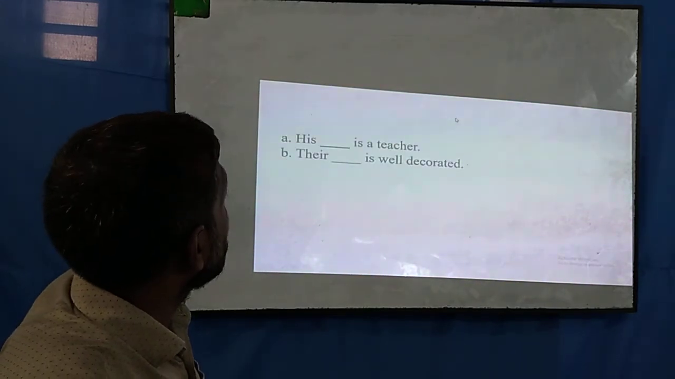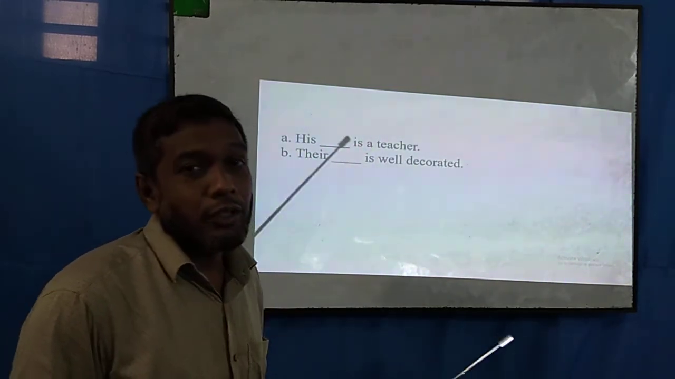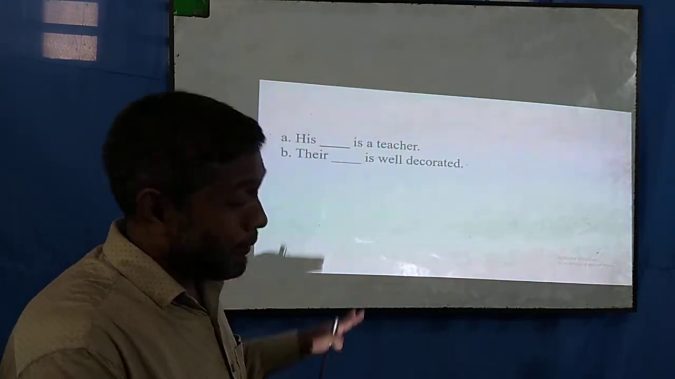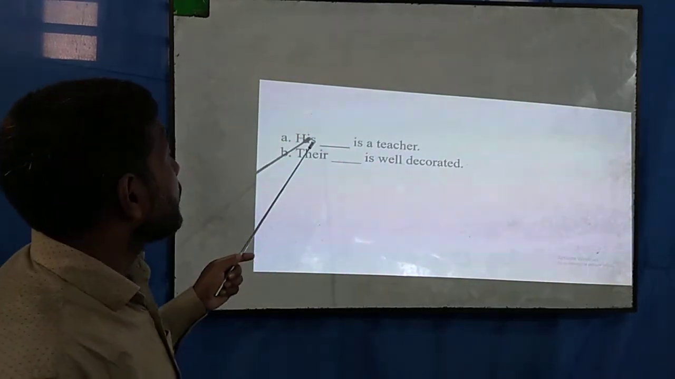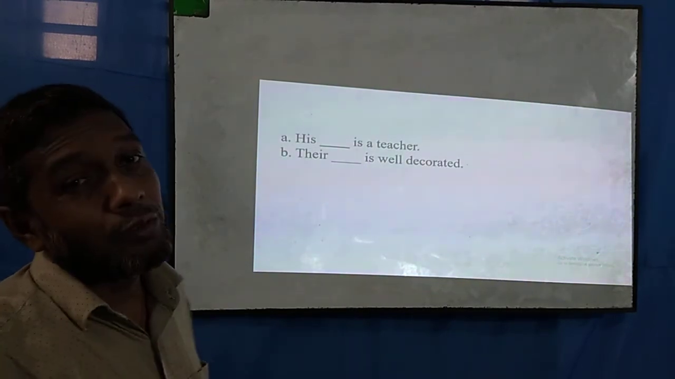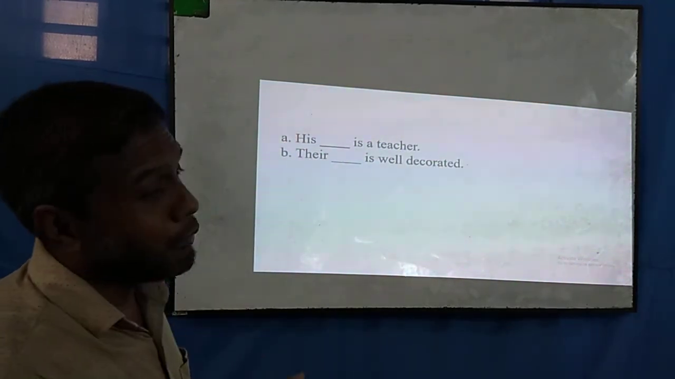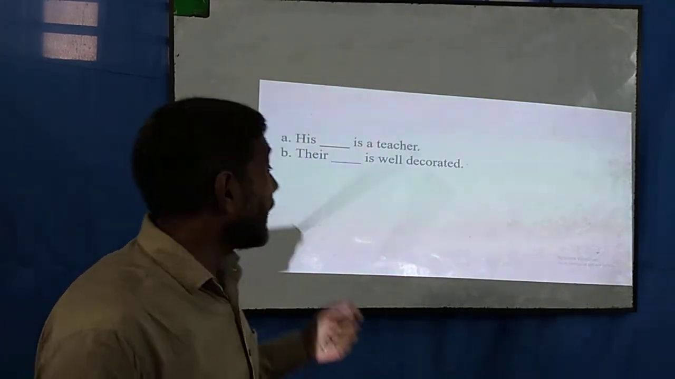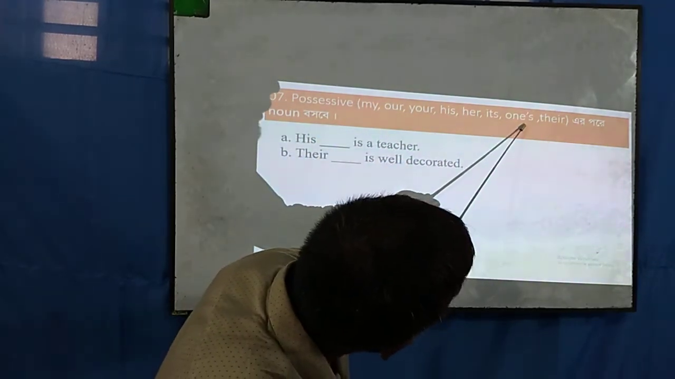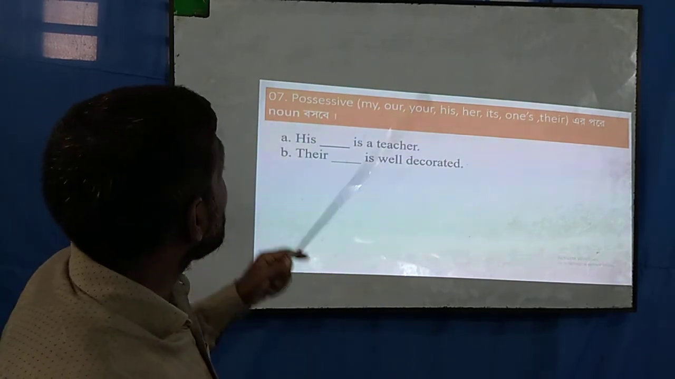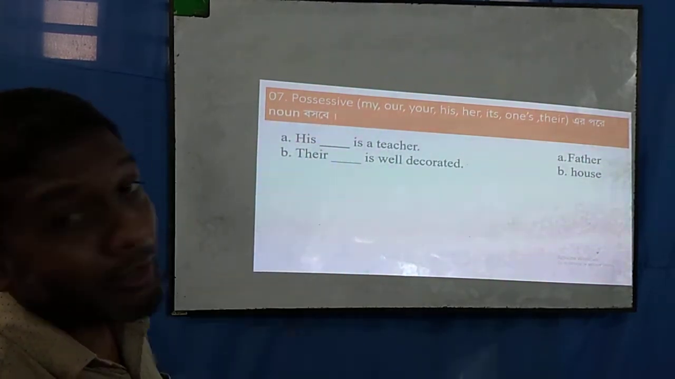So dear students, I would like to go ahead with another rule: his dash is a teacher, their dash is well decorated. Dear students, I am trying to show you the places of a noun in part 1. In part 2 or part 3, I will perhaps show you the other places of other parts of speech. So you know, his is a possessive, and there is also another possessive, and according to the English grammatical rules, after a possessive a noun should be used only. No other parts of speech can be used after a possessive, only a noun can be used. So in the gaps, I must use a noun here. Just see the rules. Possessive: my, our, your, his, her, its, once there is one, it is followed by a noun, you know. So what will be the answer? His father is a teacher, their house is well decorated.